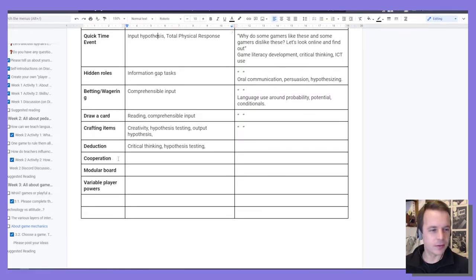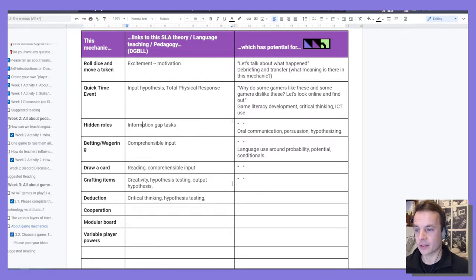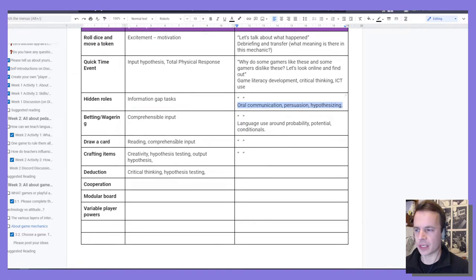Okay, we've got hidden roles, which exist in games like One Night Werewolf or Resistance Avalon, that kind of game, which are basically information gap tasks. You have some hidden information and other people have different information. You can pull your ideas or your information together through communication and then find out what's going on. So it relates to the SLA theory of information gap tasks, and the potential for language learning in LLP is oral communication, persuasion, hypothesizing. And this list just keeps going on. Betting and wagering: comprehensible input, language use around probability, potential for conditionals.